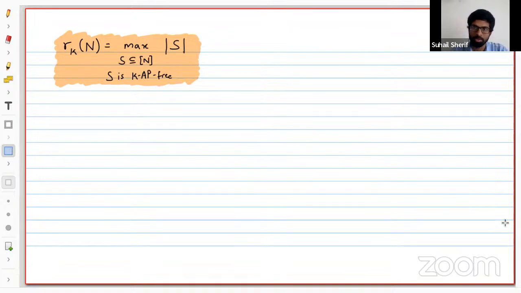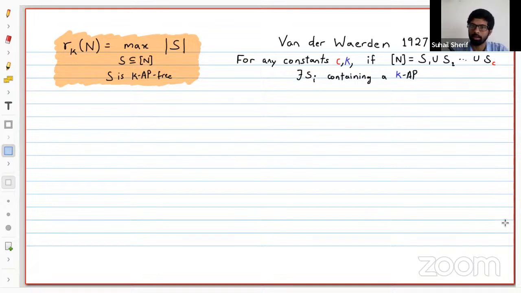And one of the most important first results in this field was this theorem of van der Waerden. So fix any constants c and k. K here is the same k, so it talks about k-term arithmetic progressions. So we're fixing a k and we're fixing a constant c. And the claim is that if you split the numbers from 1 to n into just c subsets that partition it, at least one of these subsets is going to contain a k-term arithmetic progression.